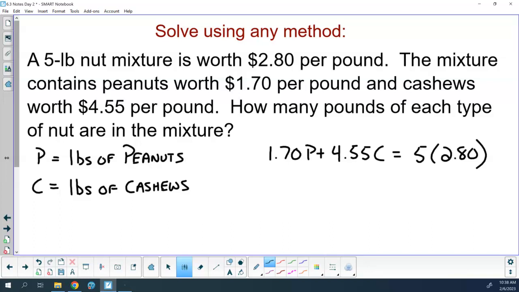What you got there, Ian? What's it going to equal? What'd you say? 5? Thanks, Nick. Pounds of peanuts plus pounds of cashews has got to be 5 pound bag. Yep. Solve it.